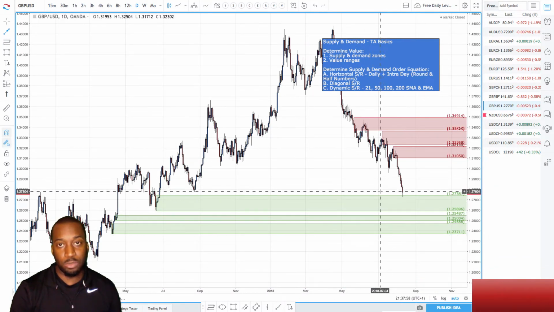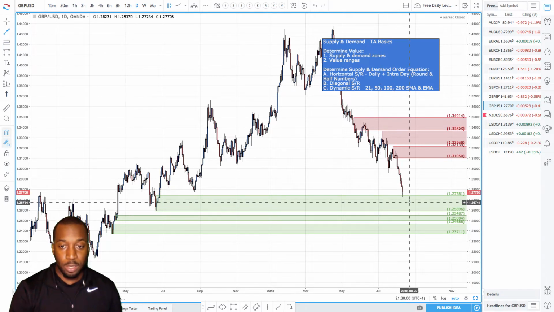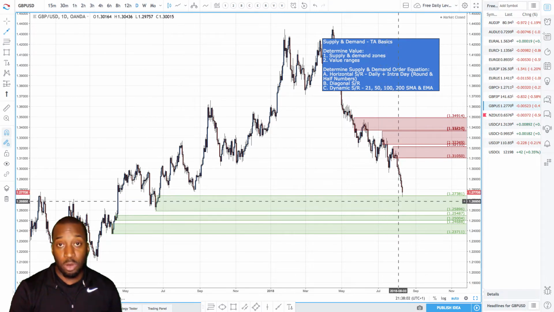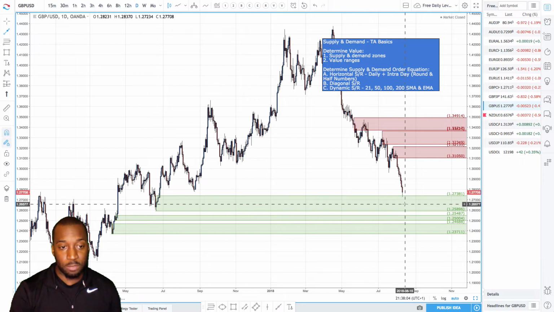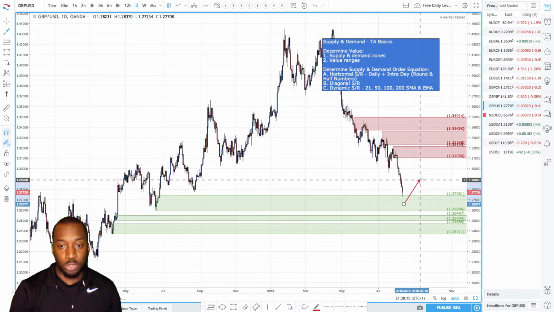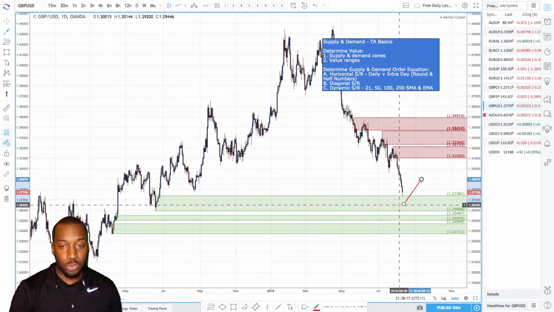Investors are not really keen on investing in the pound. So if you do want to take advantage of the technicals, and you're purely technical based, right now you're looking at buying opportunities within this demand zone.